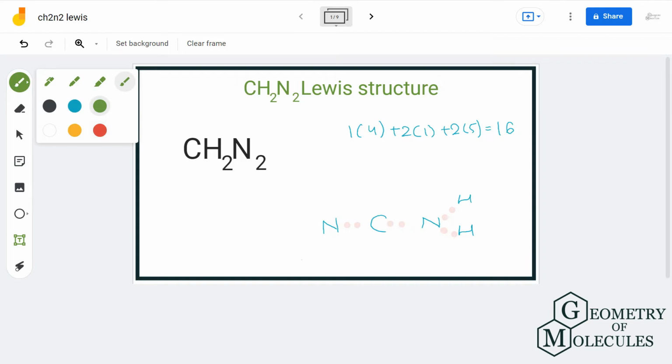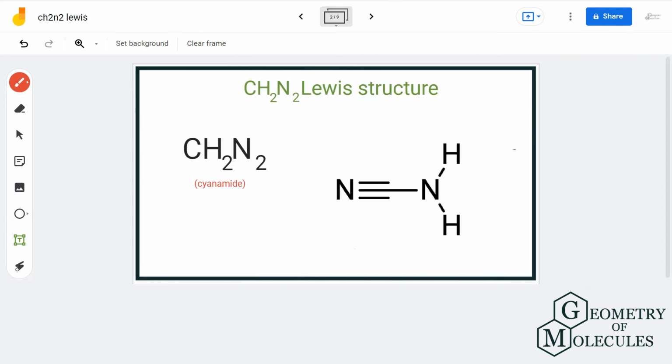Let us assign both nitrogen atoms 2 more electrons. This way we are left with 4 more, which we will put in between carbon and nitrogen. This will result in formation of triple bond in between carbon and nitrogen. This is one of the possible Lewis structure having formula CH2N2. The name of this compound is cyanamide and this is its structure. Let us move on to the second one.